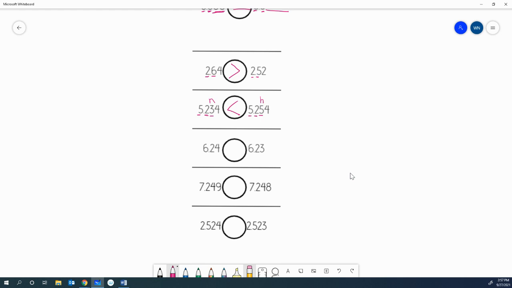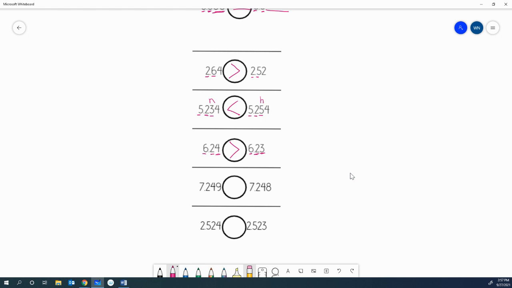Go ahead and try the next one. For this one, I have my 6 in my ones place, so I know they're equal so far. I have a 2 in the tenths place. They're equal. But take a look at this hundredths place. I can see that the 4 is in the hundredths place here, and the 3 is in the hundredths place here. I know the 4 is bigger, so I know that it's greater than.